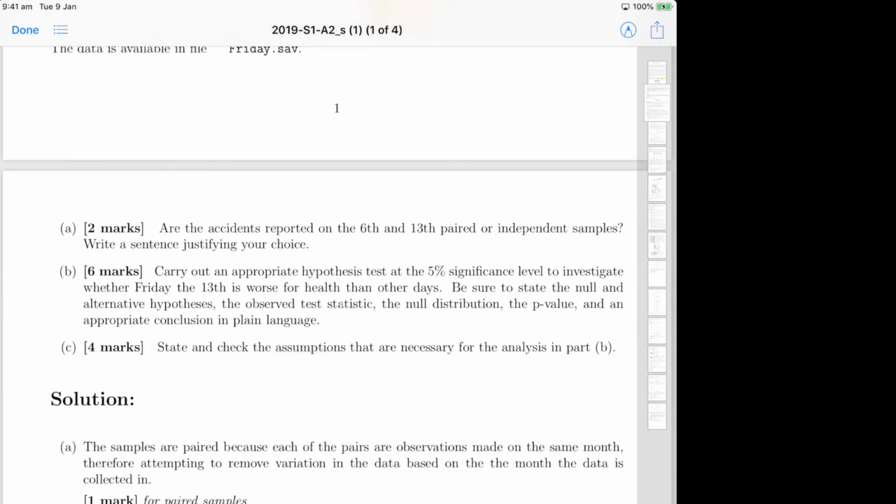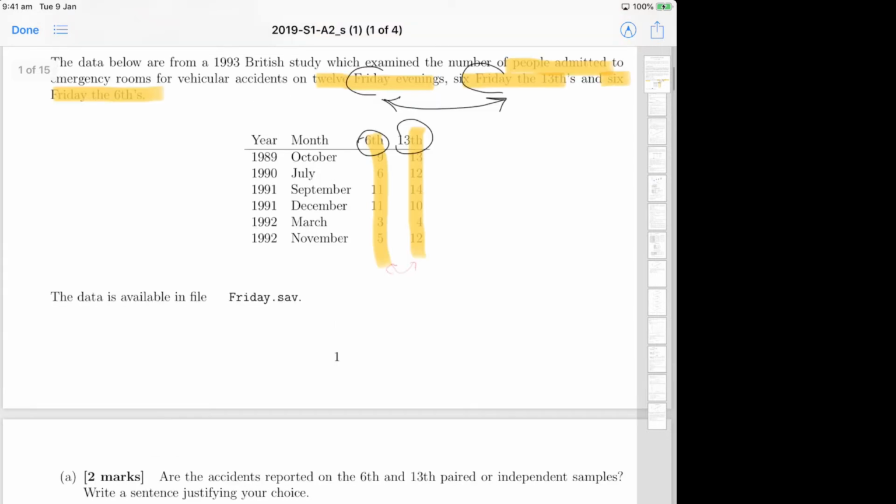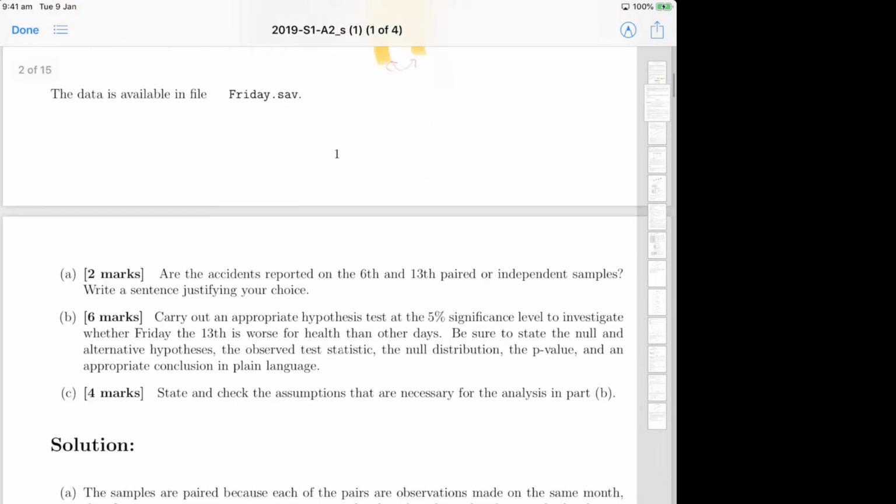So the answer for part A is paired sample t-test, and the justification that you can write is that we are looking for the difference between the 6th and 13th, and there is somehow a connection, an association between these 2. That's why we can use the paired sample t-test. You can have other justifications as long as they are reasonable. We don't have any problem with that, okay?